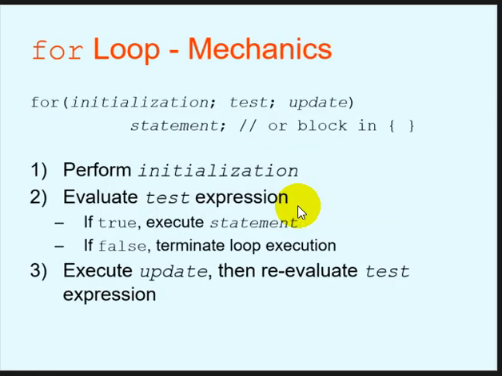So this is what I explained, the mechanics of the for loop. First initialization, then the test is evaluated. If it is true, the statement will be executed, otherwise the loop will be terminated, which means that it is a pre-test loop and it may not execute even a single time. If it is true, it will execute the statement and then go to the update. After the update, it will re-evaluate the test, and if it is true again, then go to the statement again.